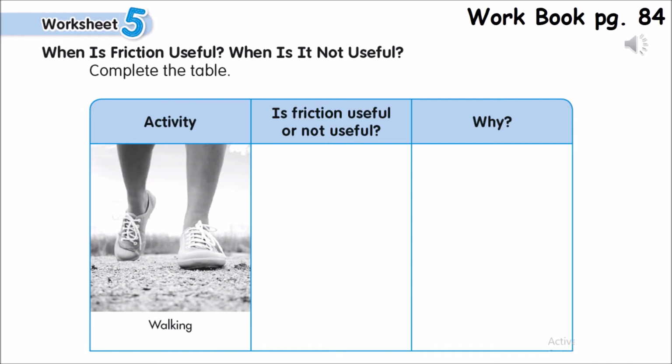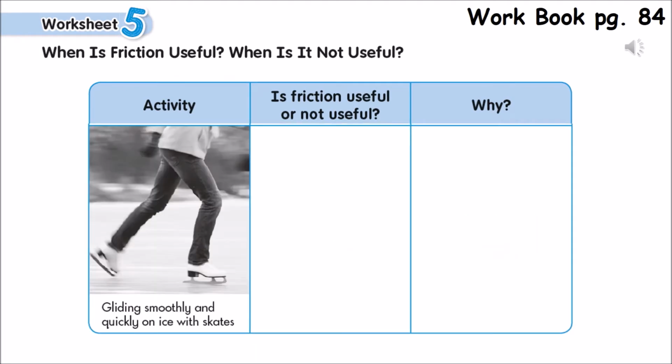The activity is walking. There is friction between the soles of your shoes and the ground. Now the question is, is friction useful when you're walking? Yes, it is. But why is it useful? It's because it helps us to walk without slipping. Next thing we want to do is glide smoothly and quickly on ice with skates.